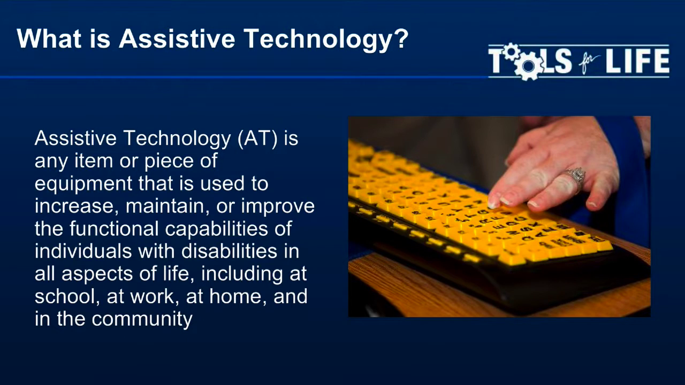And so the way that it's defined is, assistive technology is any item or piece of equipment that is used to increase, maintain, or improve the functional capabilities of individuals with disabilities in all aspects of life. And that includes at school, at work, at home, and in the community. So this is a very important definition, and one that we hope you're not just aware of, but that you also understand it really could be anything.